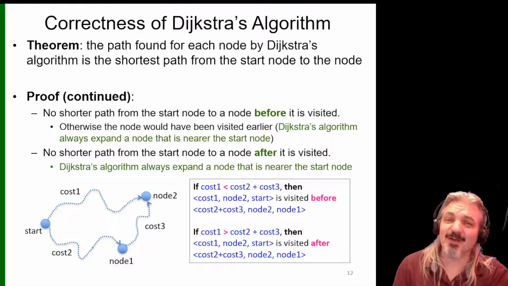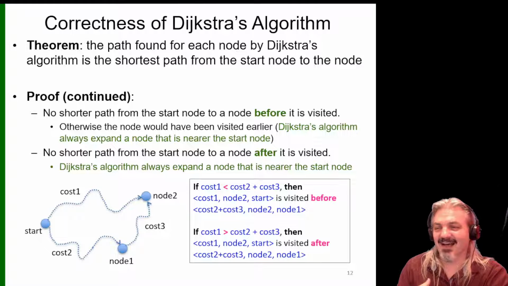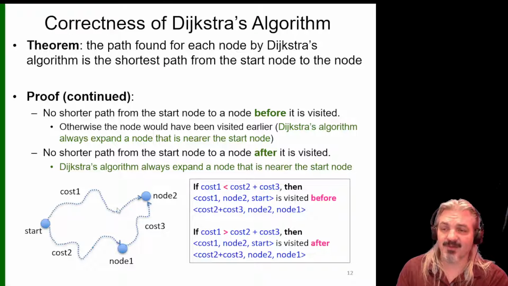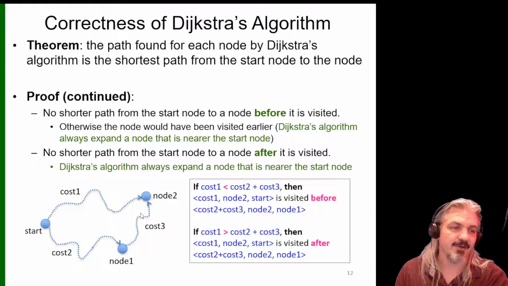Luckily, time travel is not a real world issue. It makes things a lot easier. So the idea here is that we have a cost from the start to a node, and cost 2 and 3, because of the way we expand, are always going to be larger than cost 1 if we found cost 1 first. Right?